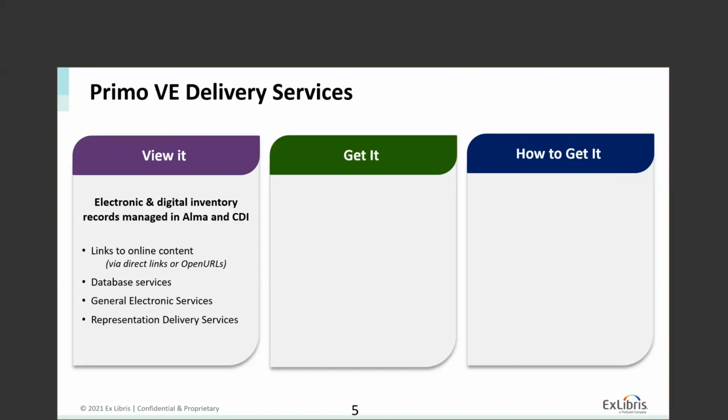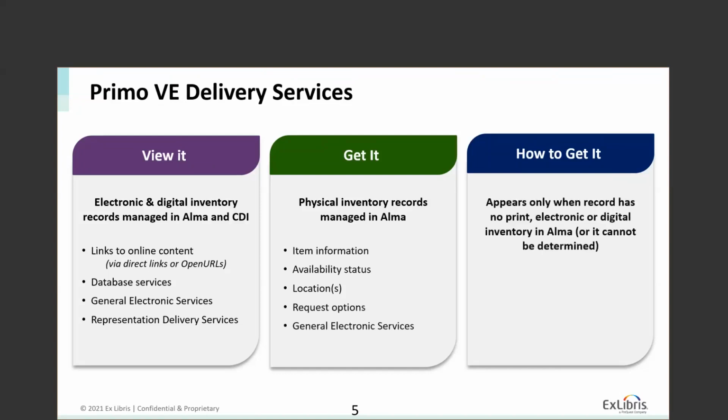Get It is about physical inventory that you have in Alma. The Get It menu includes availability information for the item. Is it on shelf? Is it not? Where can it be found? So your location, your call number, all that kind of information. It can also include request options: hold requests, booking requests, digitization requests, purchase requests, resource sharing, and general electronic services set up by the library.